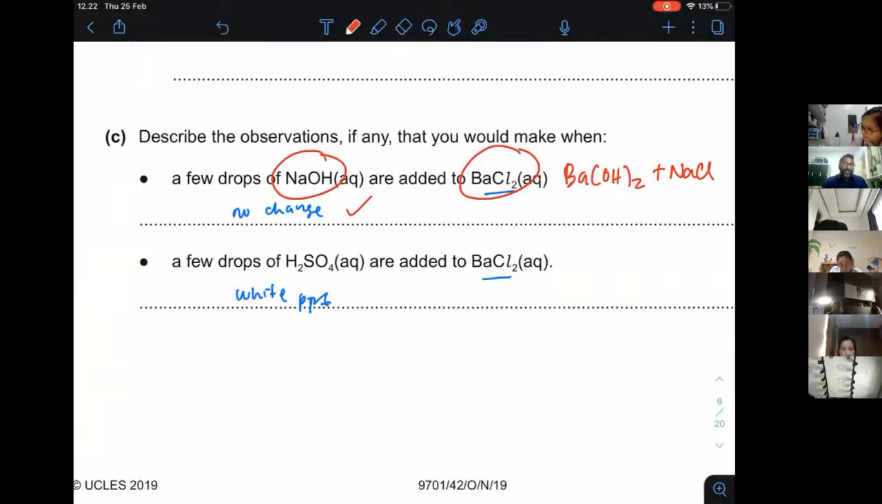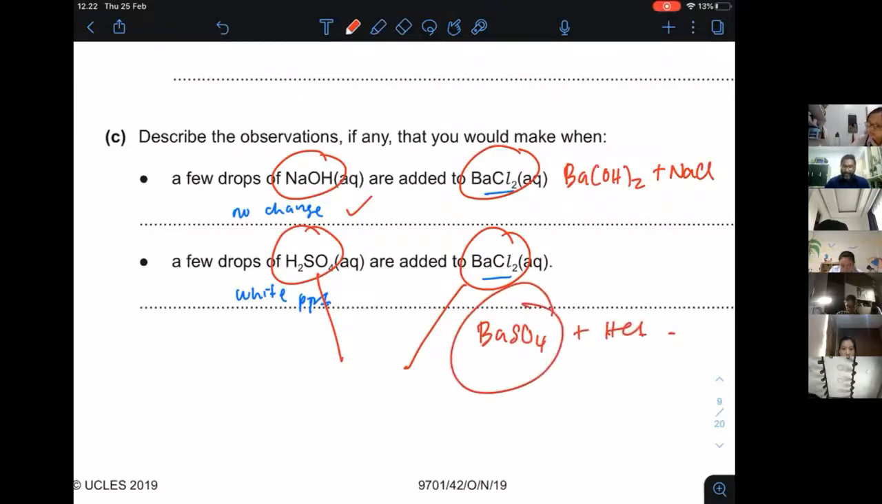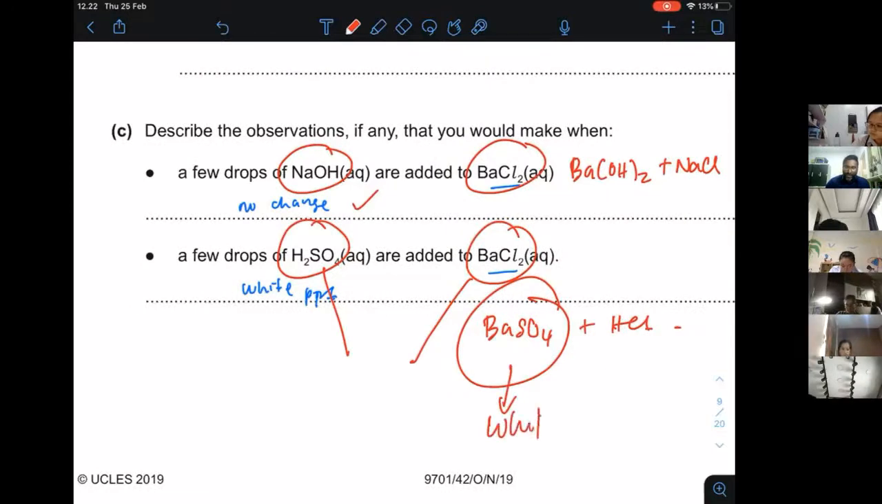When you add a few drops of sulfuric acid to barium chloride, this one you must see something. If a chemistry student does not know about this, it is very alarming. Every chemistry student must know that the moment you get barium sulfate, this is a white precipitate. You must know this. So definitely you'll get a white precipitate.